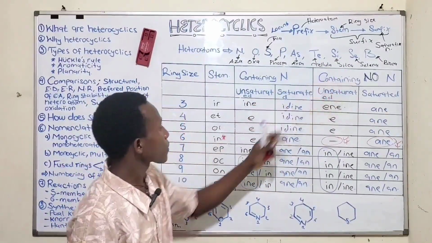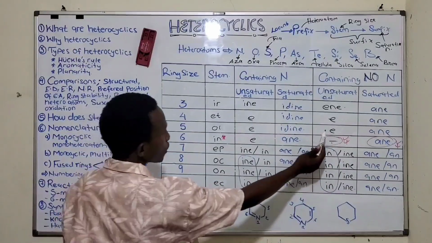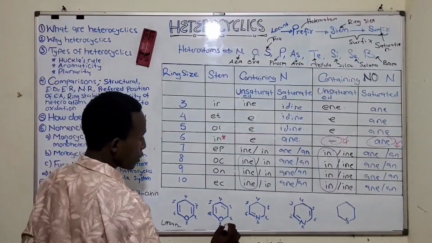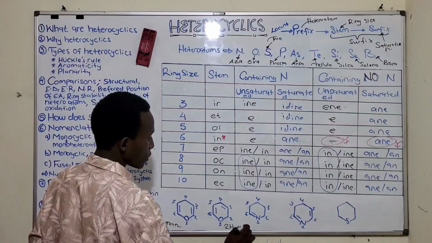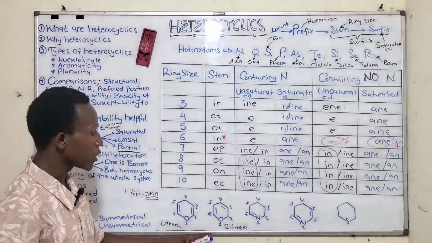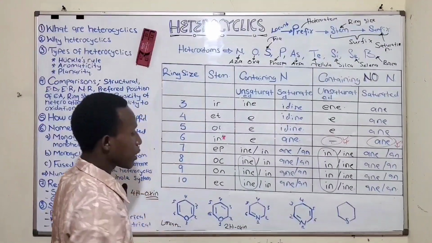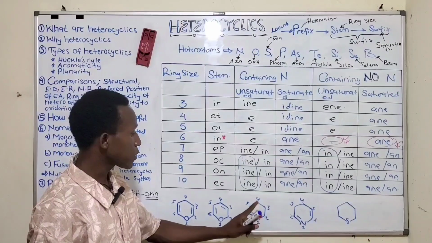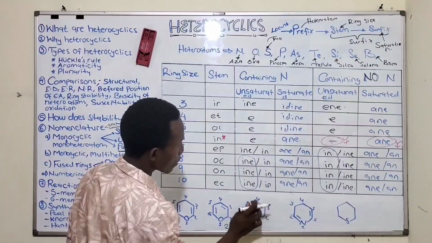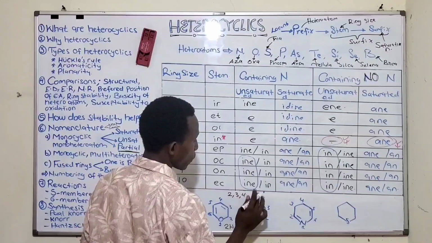Then for the suffix, we don't add E. We don't add E for the unsaturated with no nitrogen. So it is 4H-oxine. This one will be 2H-oxine. You give the name for the unsaturated ring, not the saturated ring. This one, we have more than one saturated atom. These ones, we have positions 2, 3, and 4. So it will be 2, 3, 4.